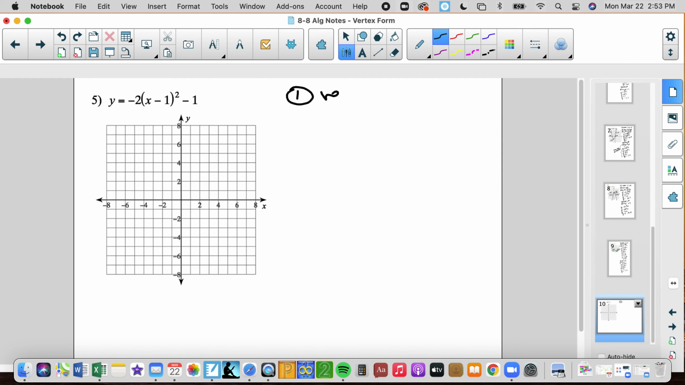The vertex is going to be 1, comma, negative 1. 1 on the x, negative 1 on the y. It is going to be upside down because the coefficient is negative 2. So we have 1, negative 1. My axis of symmetry is going to be where x is 1.